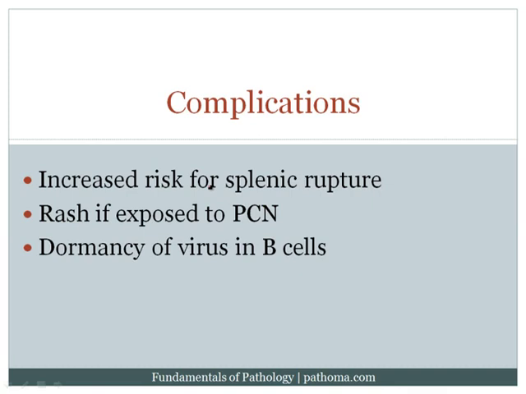Additionally, if patients with infectious mononucleosis are exposed to penicillin, they can develop a rash. And finally, the virus infects B cells, and it can remain dormant within B cells. The complication of this dormancy is actually twofold. First, it increases the risk for recurrence of infectious mononucleosis, and second, there is a risk in the future of development of lymphoma, especially if an immunodeficiency develops. Recall from our discussions in neoplasia that EBV is associated with an increased risk of lymphoma, particularly in patients that are immunodeficient, for example, AIDS patients.